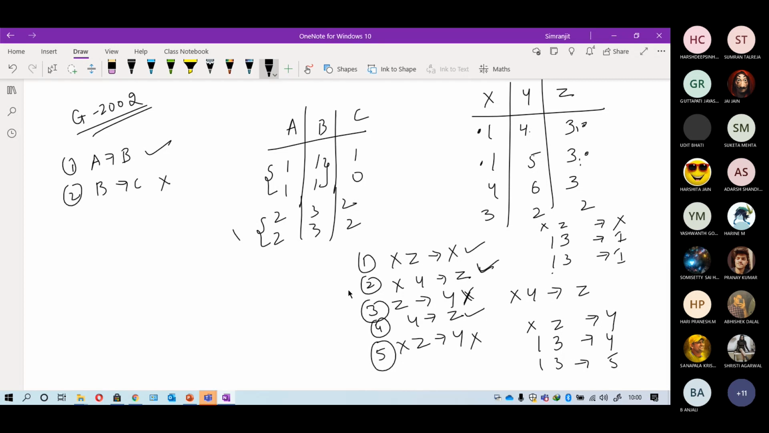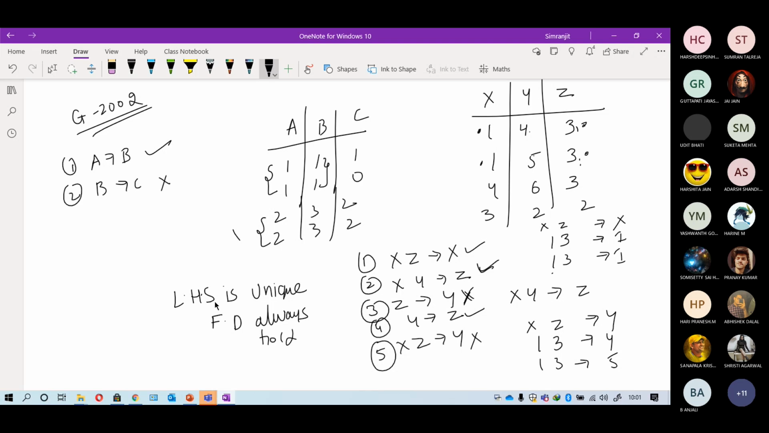Just keep that in mind. One point that I want to make: if the LHS is unique or a key, the FD always holds. Let me know if there is any doubt still. If you're not understanding it, I will again repeat it. I will give you more questions, don't worry about that.